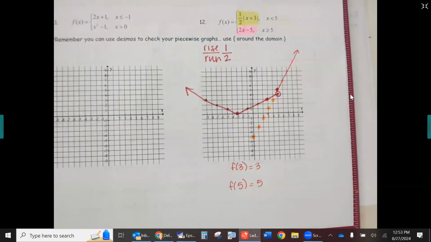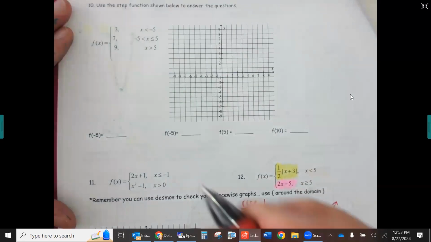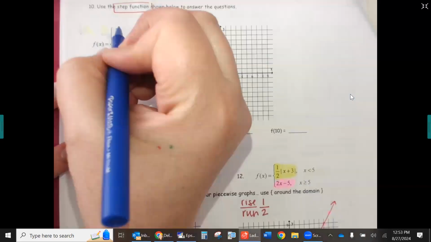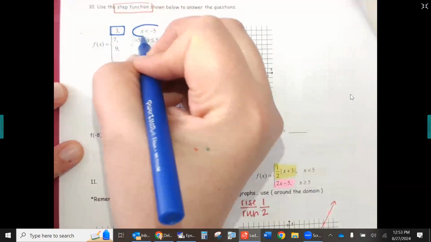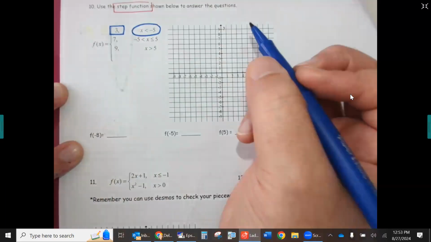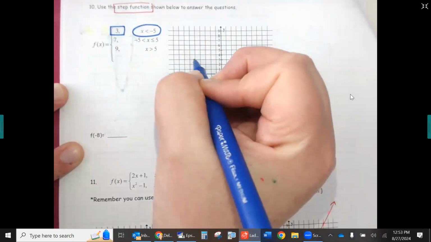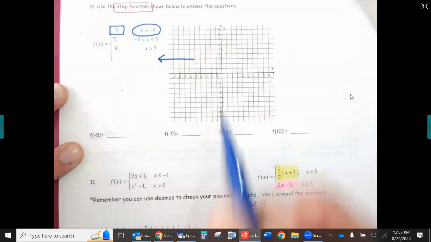Which one? 10 you said? Okay, 10 is fine. 10, do you see that it calls it a step function? Okay, and remember, if it's a step function, it should be flats all the way across. So my first step is going to be at a height of what? 3, and when am I going to use it? Less than -5, right? So I'm going to go to -5 is here and put my step across at 3.